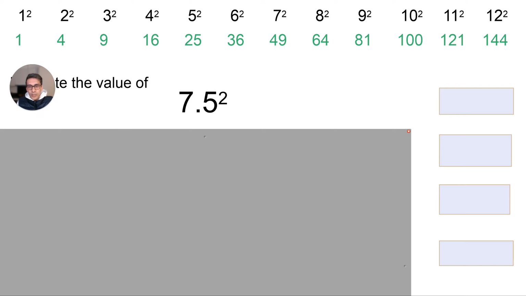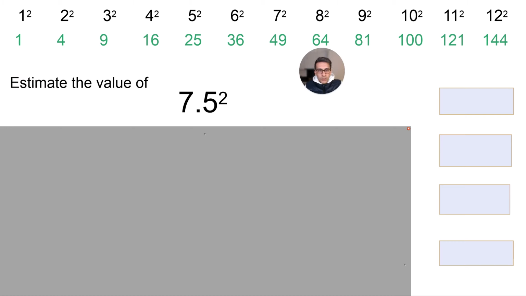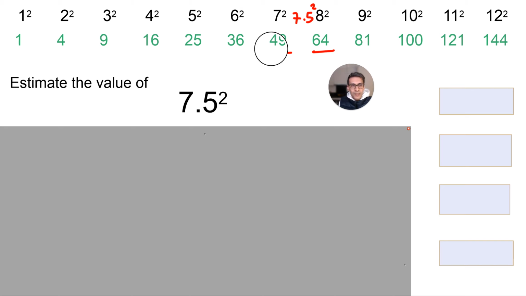So have a look, think about what 7.5 squared would be. I'll give you a hint with the first part of this question. You know that 7 squared is 49 and 8 squared is 64. So 7.5 squared would go around here. So roughly it's going to be somewhere between 49 and 64. So what do you think it is? Do not use a calculator. That's the whole point, is you're estimating. So roughly speaking, what would you think it is?